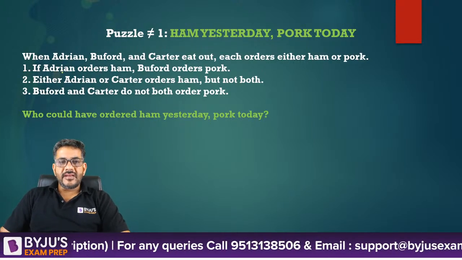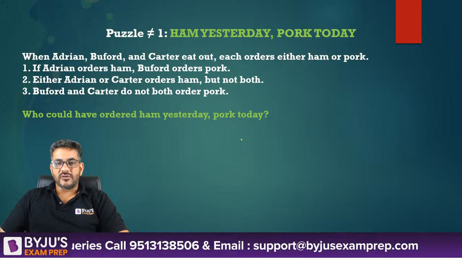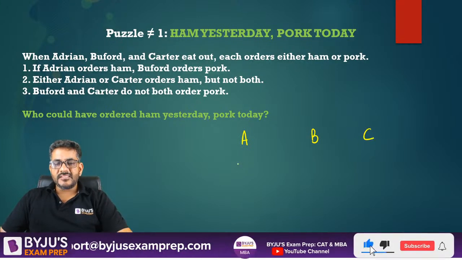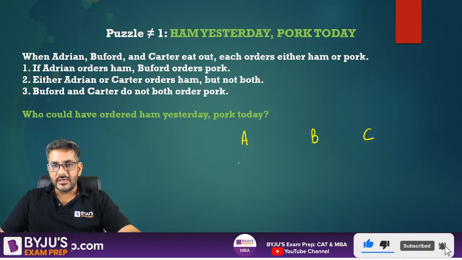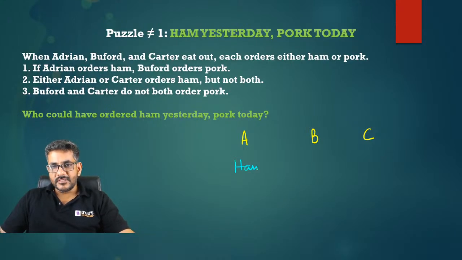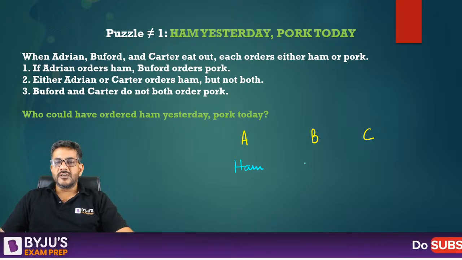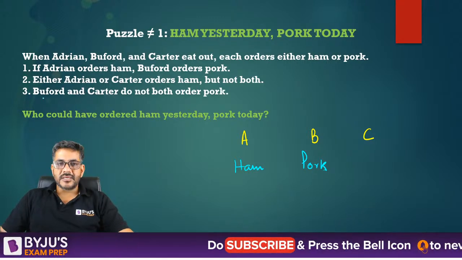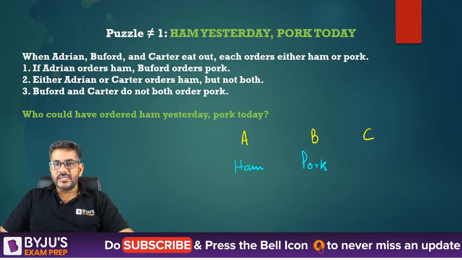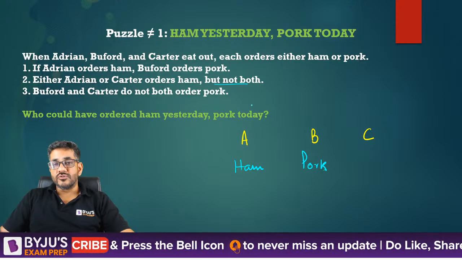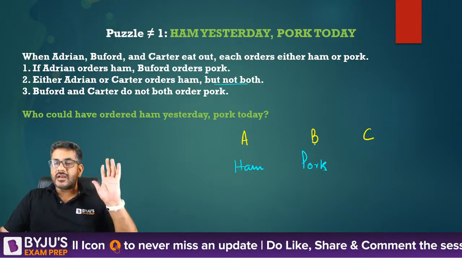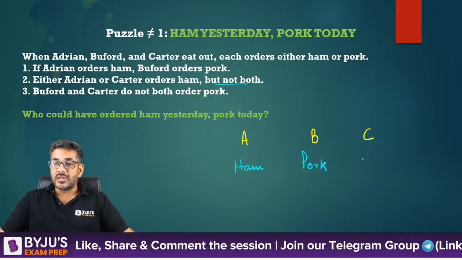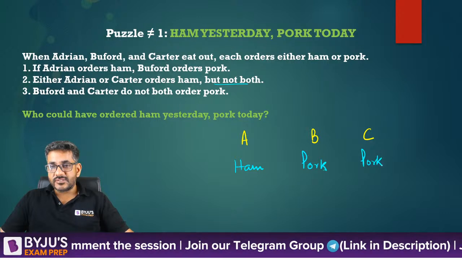First of all, if Adrian orders ham, Bufford orders pork. So there are three people, A, B, C. If this guy orders ham, so let me call it as ham. This person orders ham. Then Bufford orders pork. So this guy orders pork. Okay? Second statement. Either A or C orders ham, but not both. A और C में से एक को तो ham order करना ही है. A has already ordered ham, but not both. So C cannot order ham. That means C must order pork.